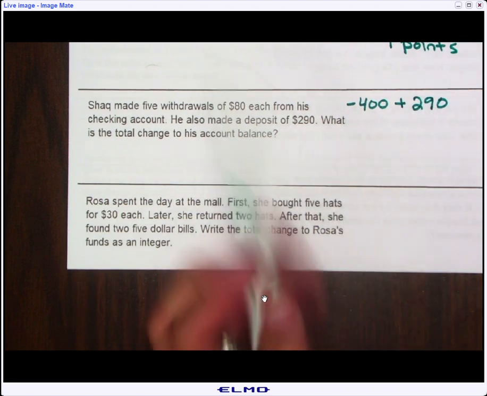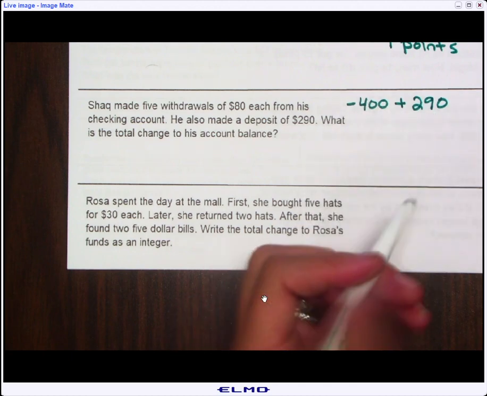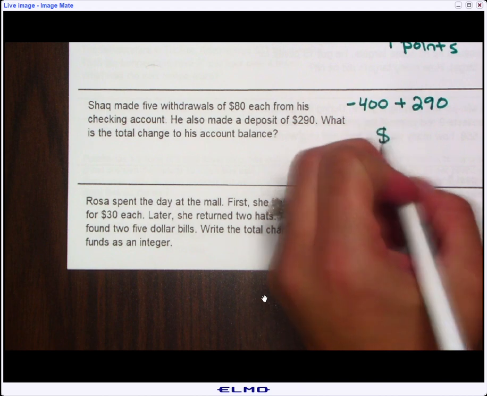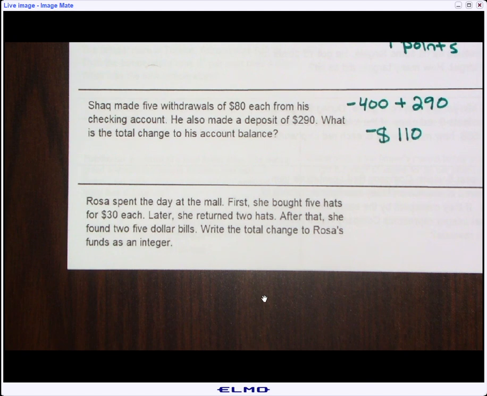And he put $290 back into his bank account. So this is the situation. He took 400 out, and now he's adding 290 to his bank account. That's -$110 that he ended up, like that was his total change.